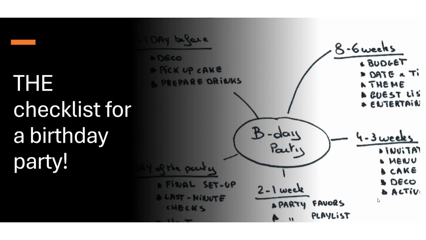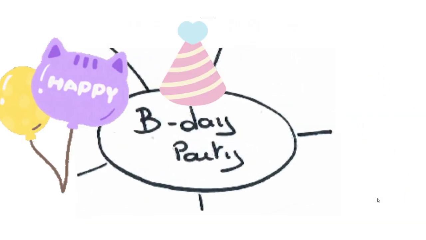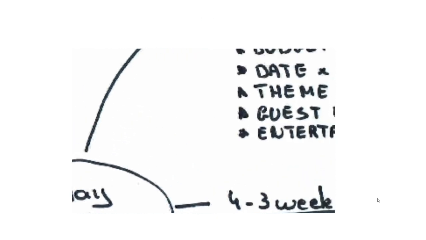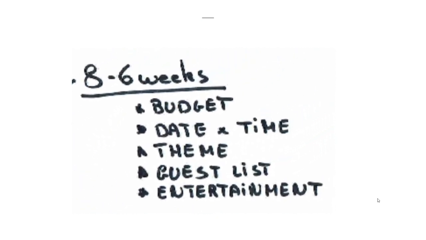Welcome! In this video, I will share the checklist to create a birthday party. This checklist will guide you step by step from the early stages of planning to the final touches on this big day. Let's start with the first part, 8 to 6 weeks before the party.